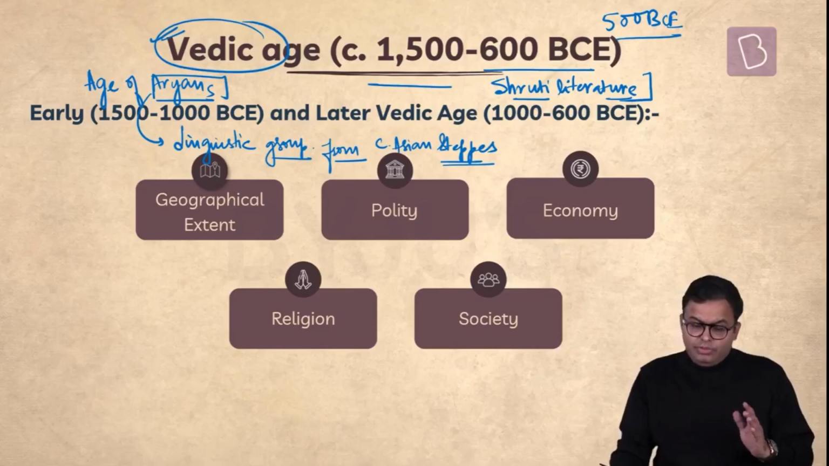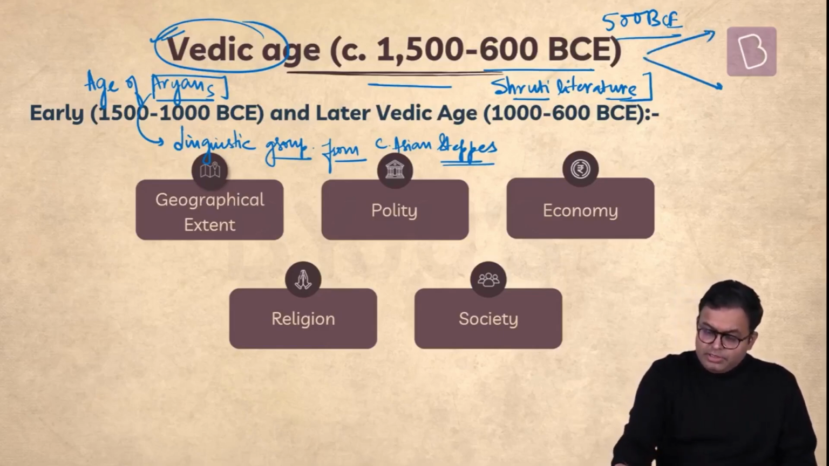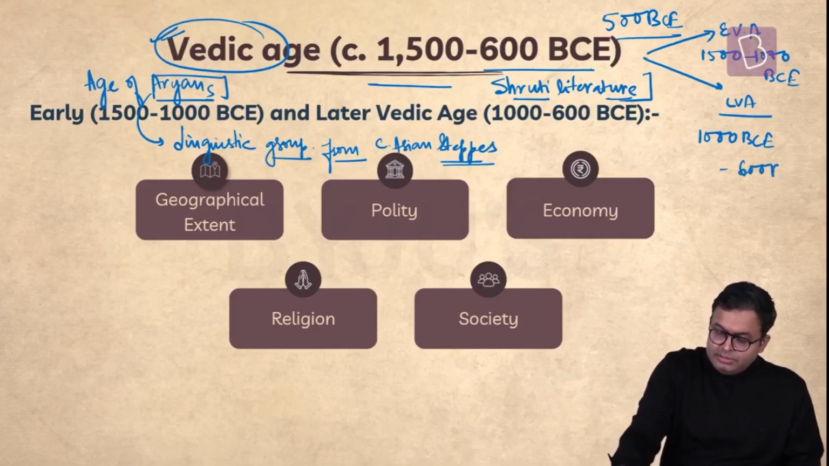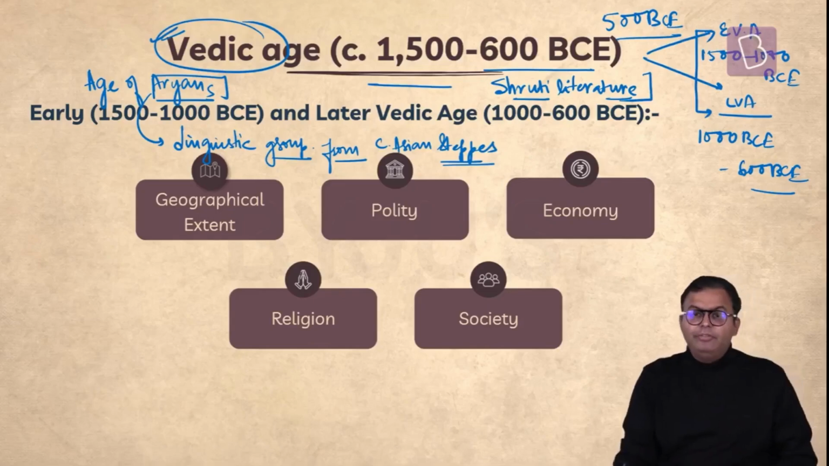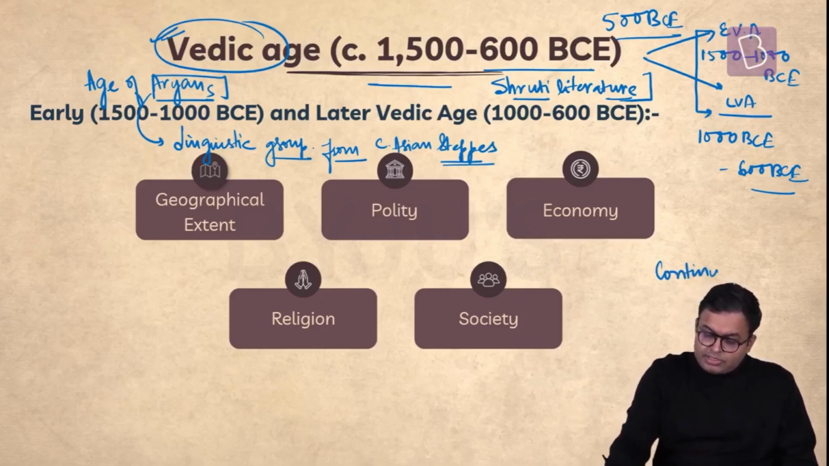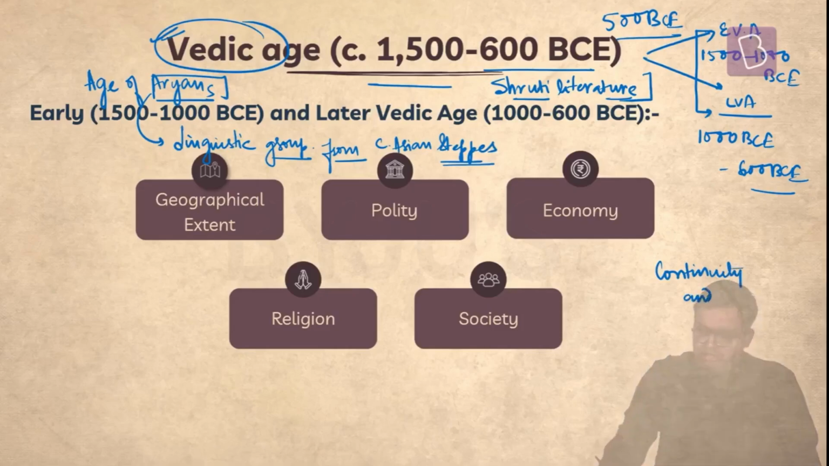In this chapter, which we'll definitely break into two parts, early Vedic age from 1500 BC to 1000 BC, and later Vedic age from 1000 BC to 600 BC. We will understand why we have this dual classification, and also the element of change and continuity. Always remember this aspect. What is changing and what remains the same? Continuity and change.